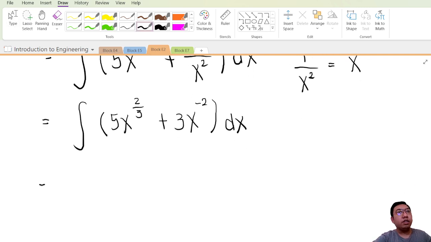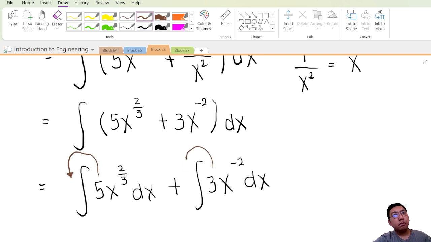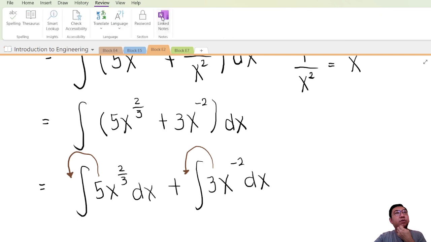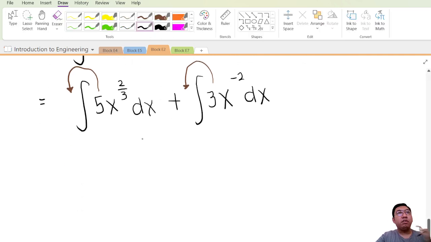So again, you solve it term by term. 5x to the power of 2/3. Make sure that you distribute both the integral sign and the dx to each of the terms. And then the coefficients have the freedom to come out of the integral to help you simplify your approach in solving it. And you can easily apply the power rule if you do this.